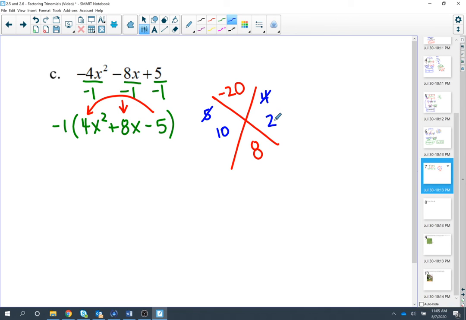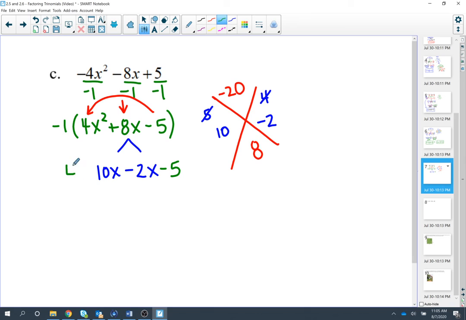Well, one of them has to be negative because 10 times 2 is positive 20. So I'm thinking this one because 10 plus negative 2 is positive 8. Okay, so I've got a positive 10, negative 2. Rewrite your middle term. Positive 10x, negative 2x. 10x minus 2x. Is that 8x? Yep, we're good. Drop down the minus 5.